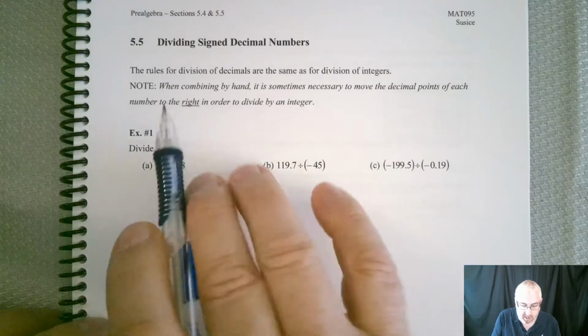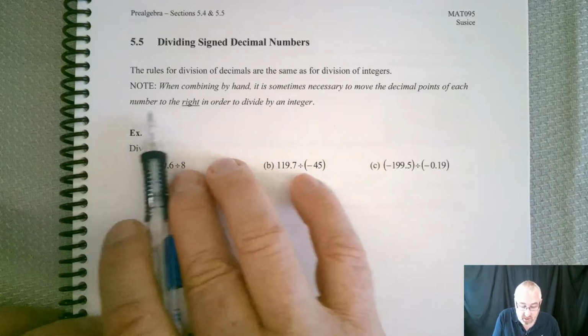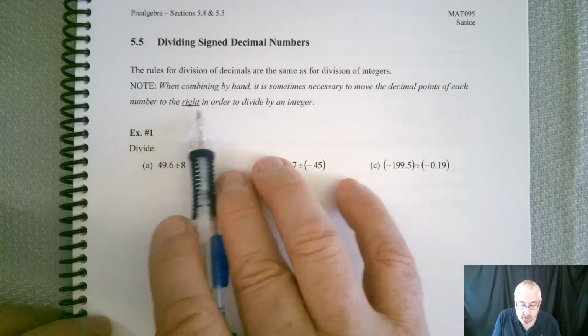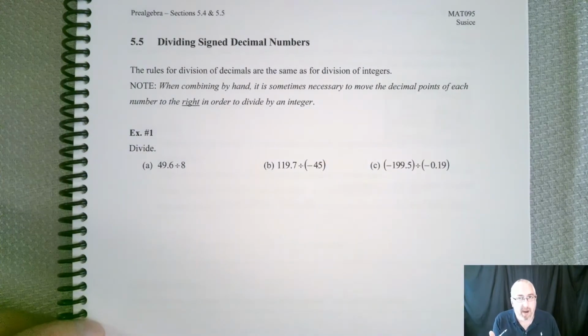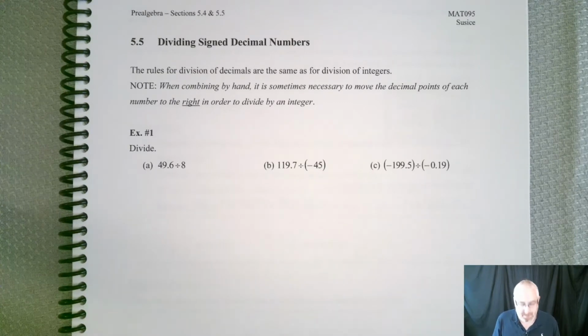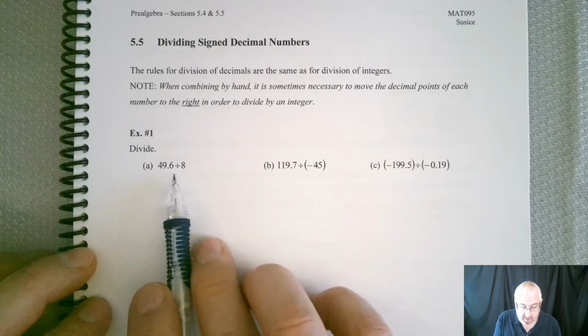But when dividing by hand, it is sometimes necessary to move the decimal points of each number to the right in order to divide by an integer. So that's one peculiarity with dividing. You can't divide by a decimal. Technically, you can't. A calculator can because it already incorporates the rules. But if you're doing it by hand, you really can't. So we're going to see how we can do it, though, using just a couple little moves of the decimal point. All right. Now, the first one, 49.6 divided by 8.